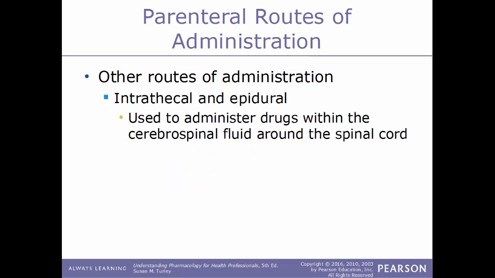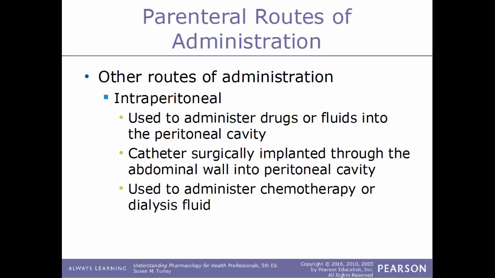Some other routes, intrathecal and epidural. These are used to administer drugs within the cerebrospinal fluid that surrounds the spinal cord. The intraperitoneal route is used to administer drugs or fluids into the peritoneal cavity. Here you have a catheter that's surgically implanted through the abdominal wall, which leads into the peritoneal cavity. And this can be used to administer chemotherapy drugs or dialysis fluid.